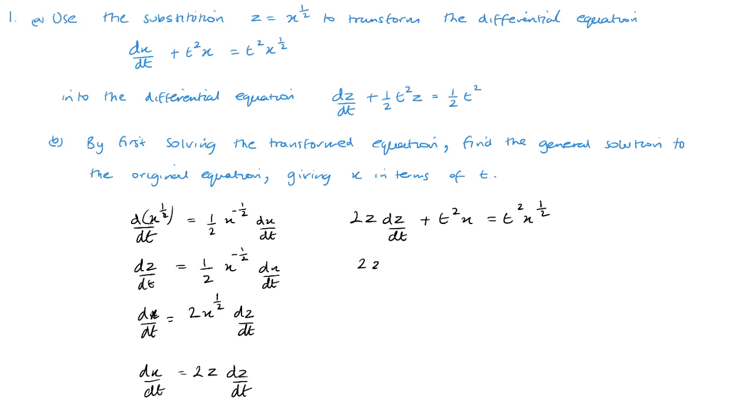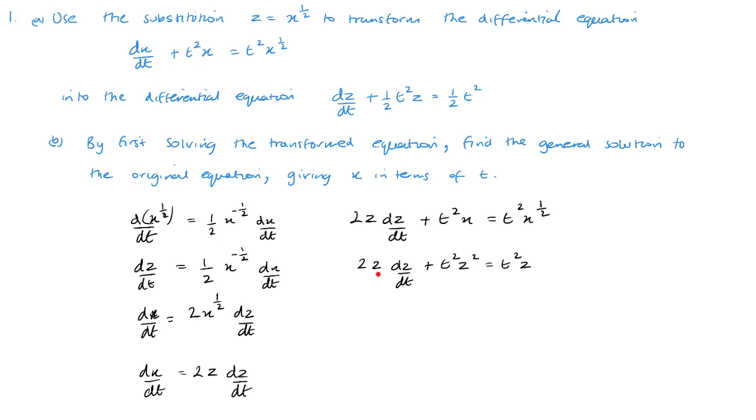So that's 2z dz by dt plus t squared x, and x to the power half is z, so x will be z squared if you square both sides. So this is z squared, t squared, z. Okay, so we're getting there now. If we look up here, we're very close to it.